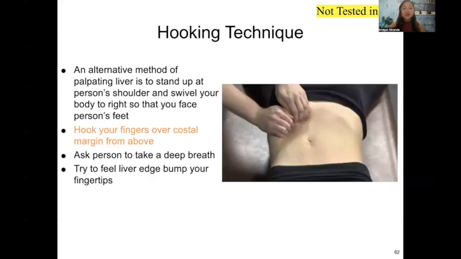You can also try the hooking technique. This is when you are standing over the person's shoulder and you're hooking your finger upward at that costal margin. You have them take a deep breath, and then you can feel as they're taking that deep breath, that liver edge just kind of bumps your finger a little bit. Not that you're doing any measurement, but you just want to appreciate the liver is there, and you want to make sure that it's not enlarged or that your patient has hepatomegaly, so an enlarged organ.